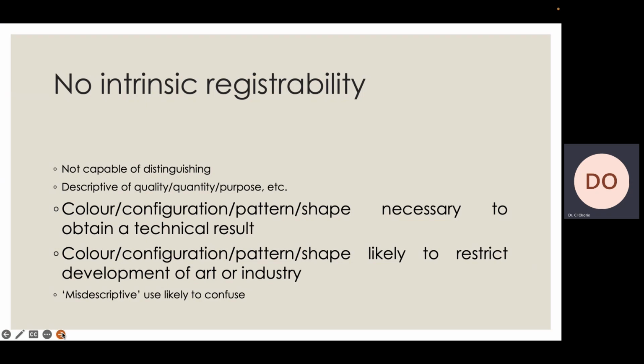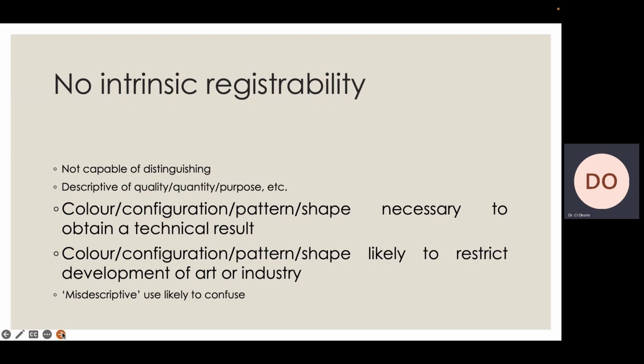So let's say, for example, let's use color as an example. Chocolate would always, because of the cocoa, take the brown color. So imagine you want to register brown as a trademark for a chocolate product. That's the color that is necessary to obtain a particular technical result. That's also the same scenario when the color or configuration or pattern or shape that you want to register is likely to restrict development of art or industry.